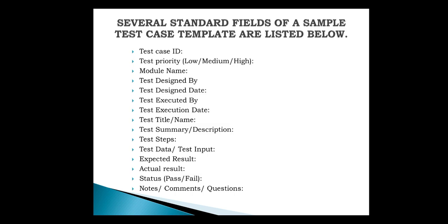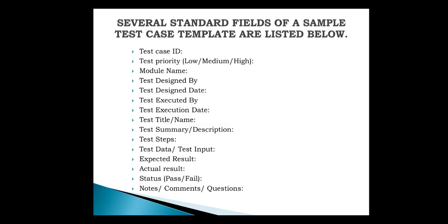Okay. Next is test executed by. Here you need to write the name of the tester who actually executes this test, and it needs to be filled only after the test execution. Next is test execution date. This is the date when the test was actually executed. Next is test title or test name. Here you need to write the test case name.